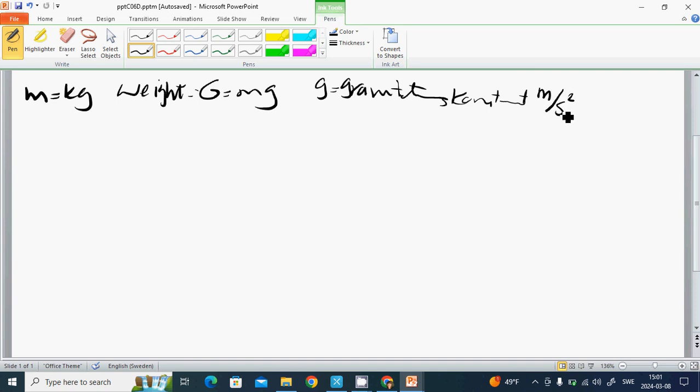meter divided by s squared, or Newton per kilogram, and this is the Newton. It is Newton.